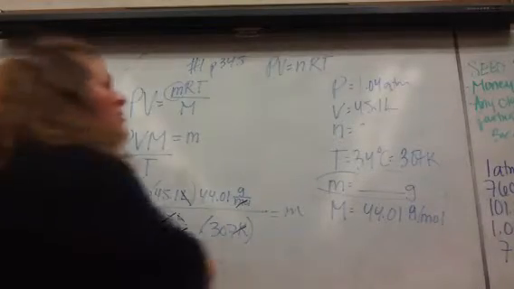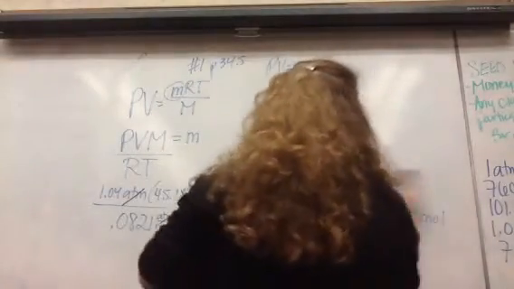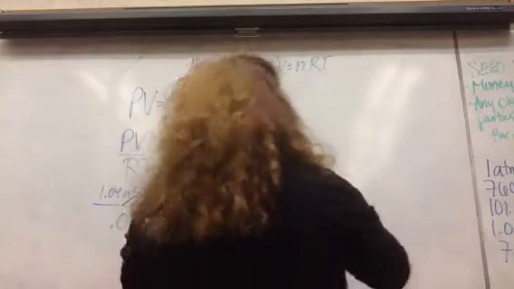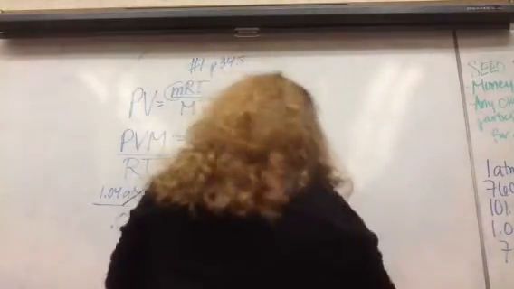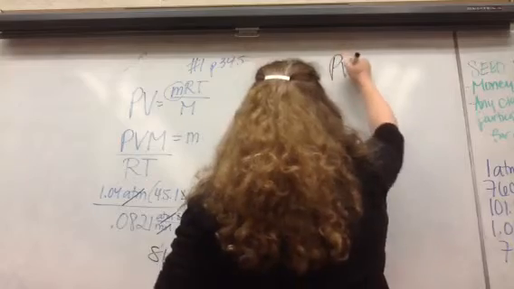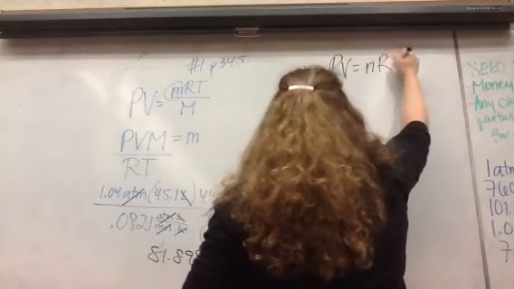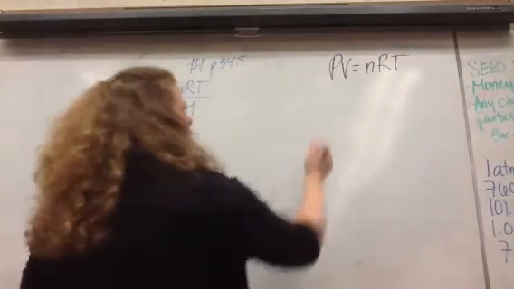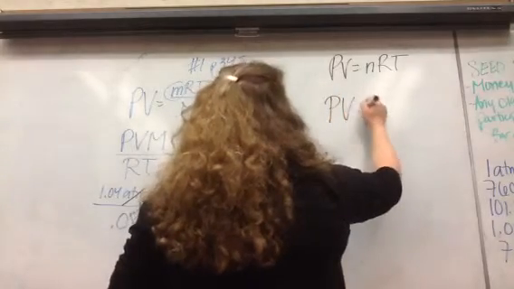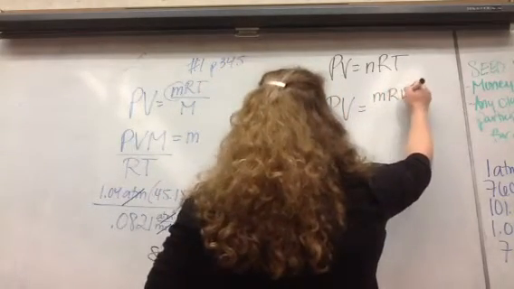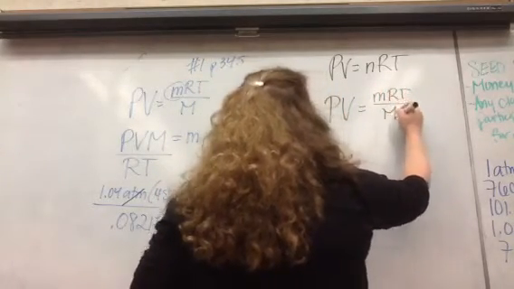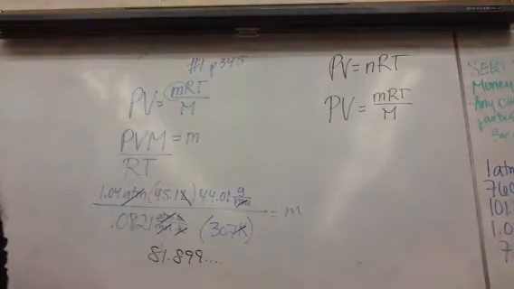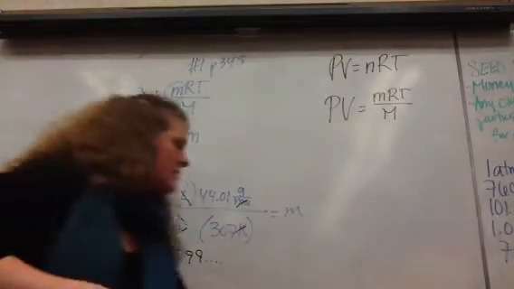So now we have two different versions of the ideal gas law. I'm going to write them both up here. We have PV equals nRT. We have PV equals little m RT over M. So we've got two versions. This is good.